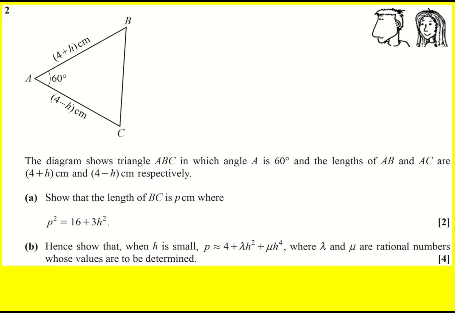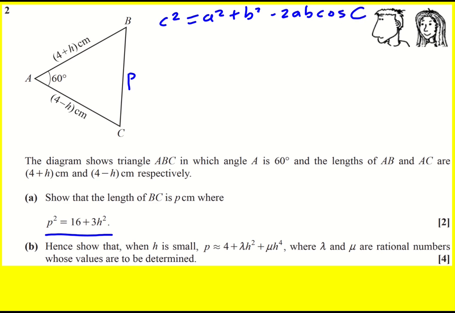We have a non-right angle triangle here with sides shown and angle given. And we're asked to show that the length BC, which we're calling P, satisfies this equation. So we can use the cosine rule here. C squared is A squared plus B squared minus 2AB cos C.